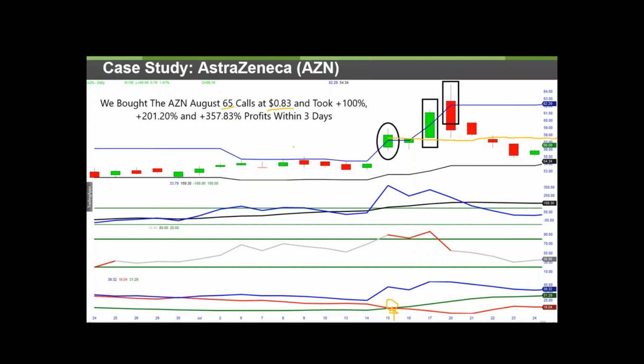We paid 83 cents, or 83 bucks, to control 100 shares. You see the stock's trading about 58 bucks. That's about $5,800. So you would say, well, not as huge a leverage potential. And yet look what we did: 100%, 201%, and 357% in 3 trading days. I remember it well, that was a Wednesday where we got in, and then by Friday we'd already gotten to our second target of 201%. And people said, shouldn't we sell it out before the weekend with all this news coming out? And I said, no, you want to give it a chance with that news coming out to hit your final profit.